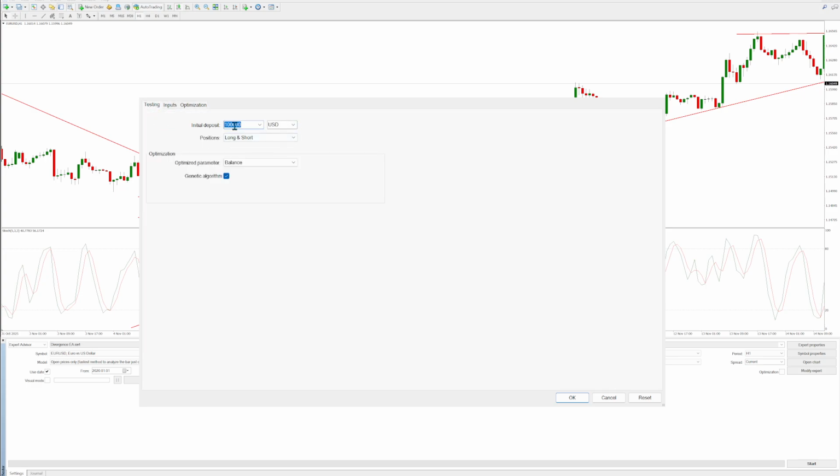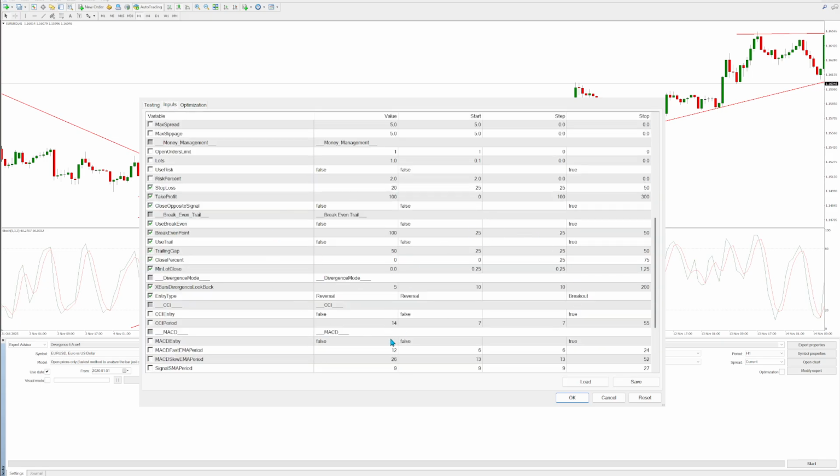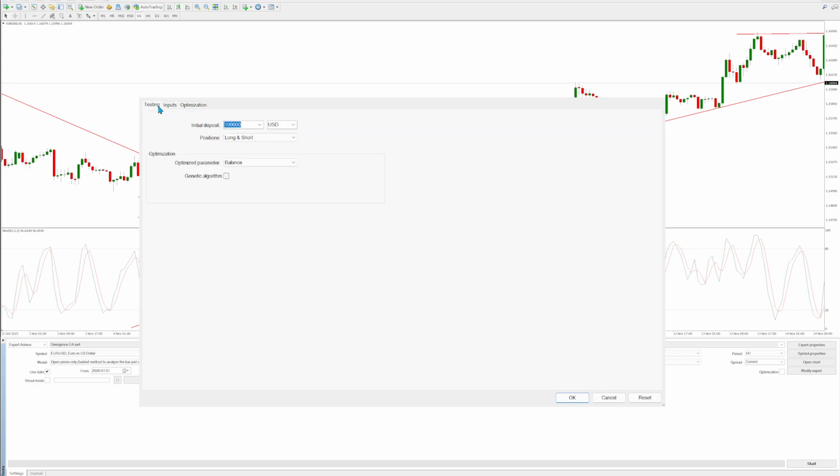Under the testing tab, you can put your initial deposit for testing, currency, trade direction, and the parameter you would like to optimize for. I always leave this on balance. This genetic algorithm thing, if you have this unchecked, basically every single combination will be tested. So every setting you've chosen to optimize, which can take an age depending on the power of your computer and how many settings you've selected, along with the time frame you're using and the amount of historical data. I leave this checked.